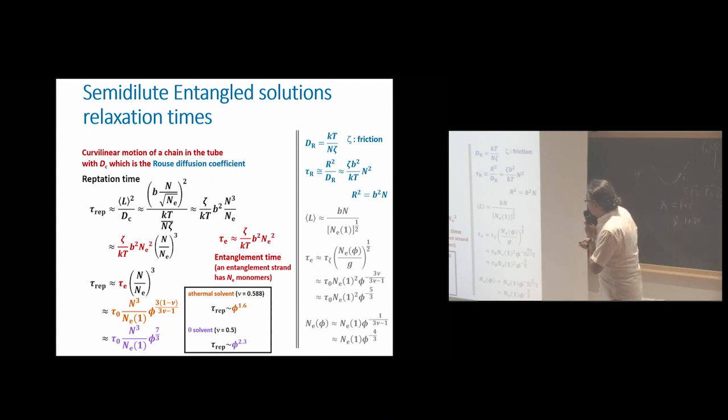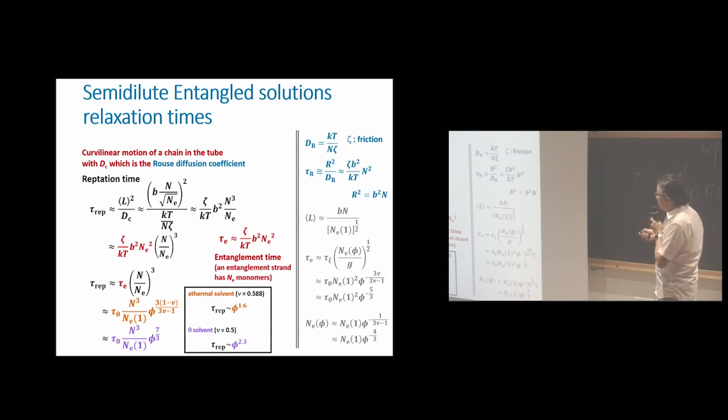And then this is the reptation time. In the tube, it has this curved linear motion. In the tube it's curved, but the chain motion is in fact a 1D diffusion, so that you have the Rouse diffusion coefficient of the chain. So the reptation time is this tube length, previously calculated, and this diffusion coefficient of the Rouse mode.